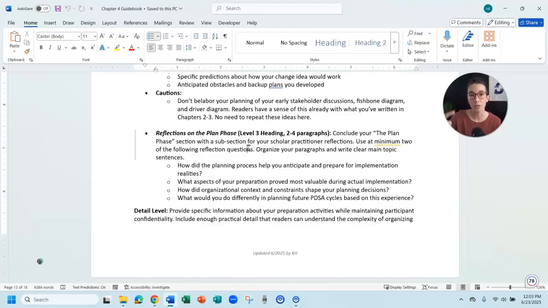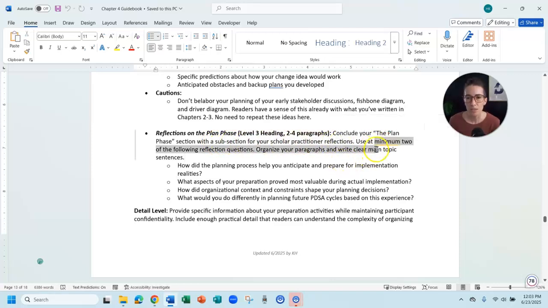This will be the pattern. This will be the rhythm for the phases of your PDSA cycle in this chapter 4. So your do phase will have reflections on the do phase. Your study phase will have reflections on the study phase, etc. So you're concluding the section with a subsection for your scholar practitioner reflections.